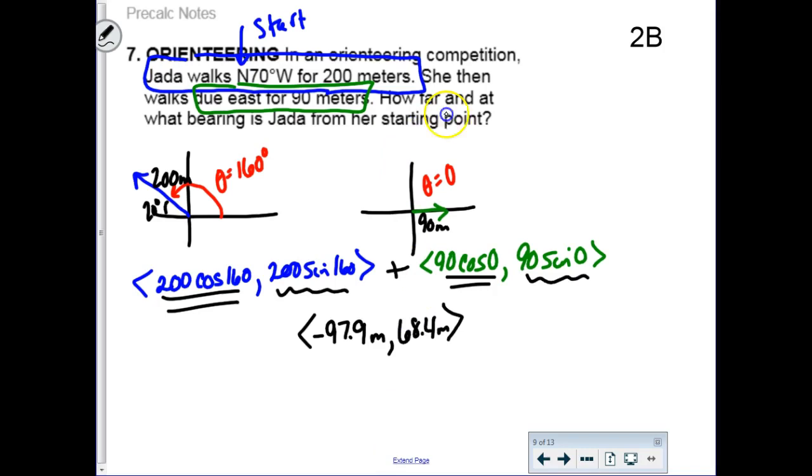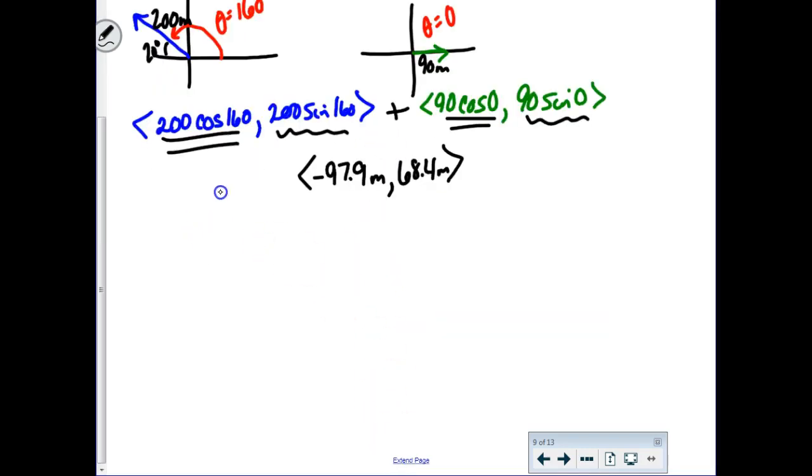So they want to know how far and at what bearing is Jada. So they want me to continue on with my resulting vector. And this is the most crucial part for kids. If you have not drawn anything on this picture yet, this is the part you absolutely should draw because you're going to get it wrong if you don't. Where is negative 97.9 comma 68.4 located? Second quadrant, yeah. And I should be graphing it relatively to size, like the negative 97 should be longer than the 68.4, but I'm not going to be able to do that. So just pretend. It's all about labeling, right?